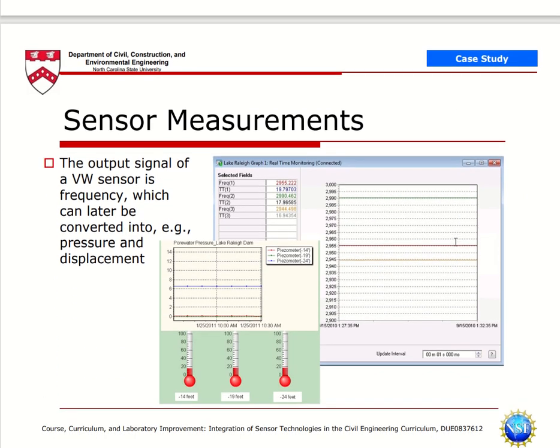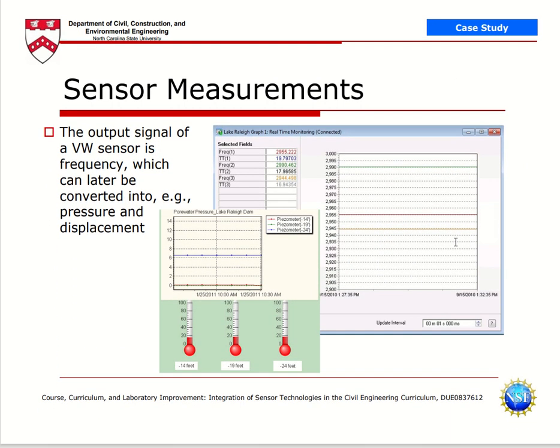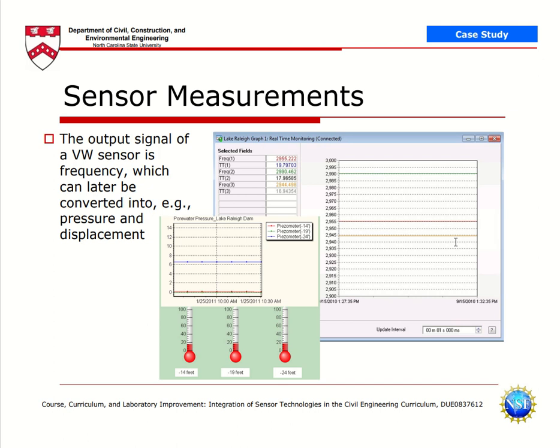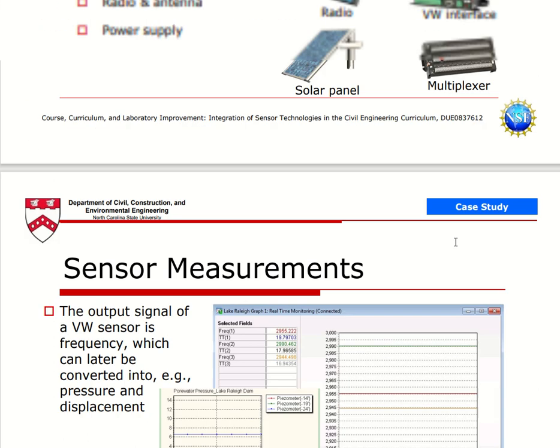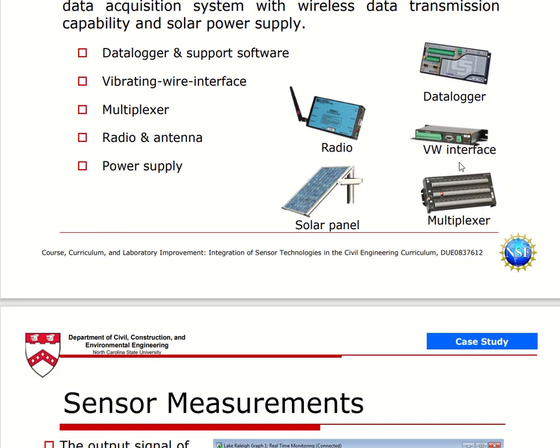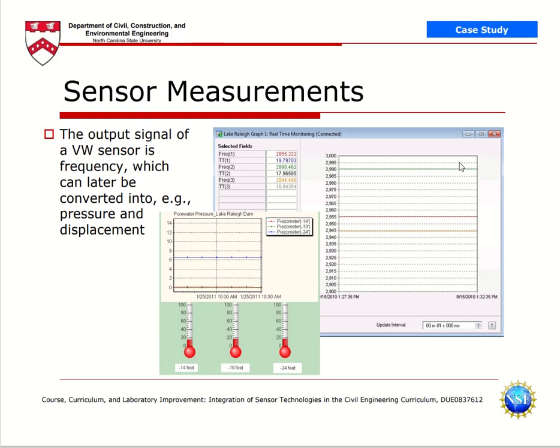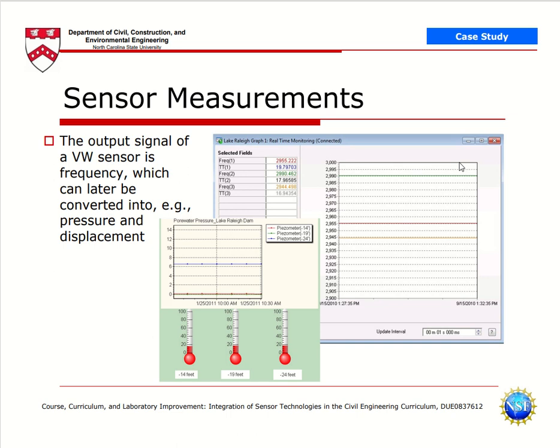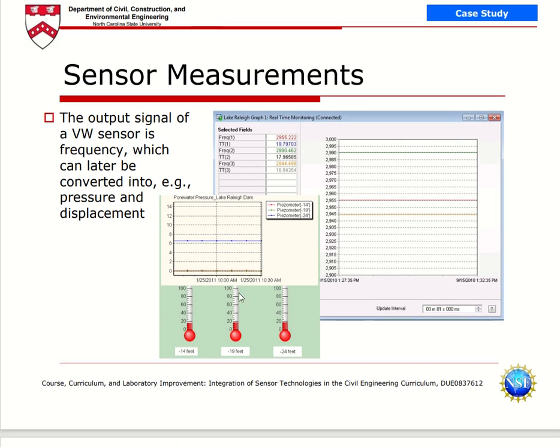And here is the software. Here's a look at the software, which looks something like this. The output signal of the VW sensor, the vibrating wire interface sensor, is frequency. So they get frequency in output, which can later be converted into pressure or displacement based on whatever sensor you are using. You can convert it into whatever quantity you want to, right? So they are converting it.